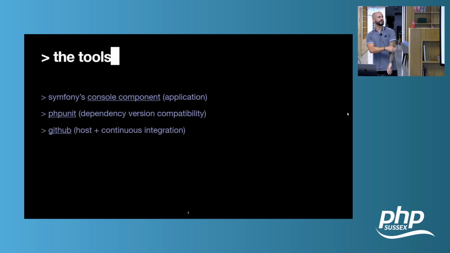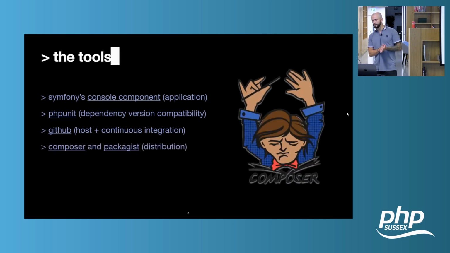The third tool we are going to use is GitHub. That's going to be to host our code and also to perform some continuous integration, but I will get back to that as well. And finally, the last tool we are going to use is Composer, the dependency manager of PHP, and Packagist, which is like the main repository for Composer. And that's going to be to distribute our application.